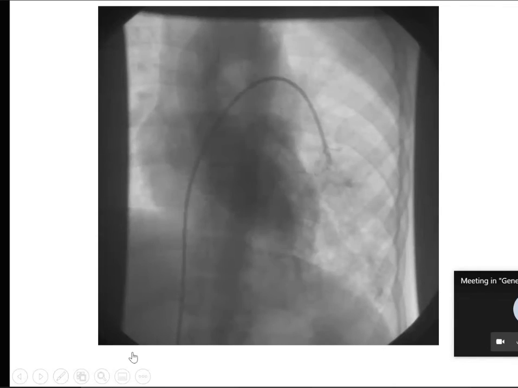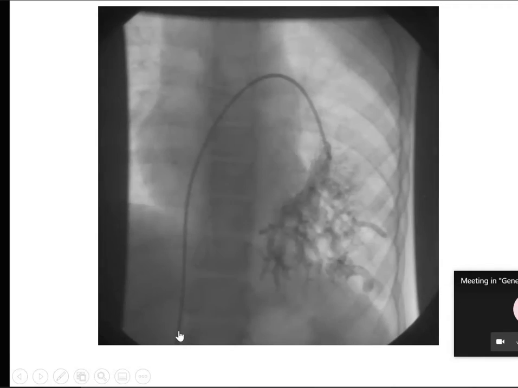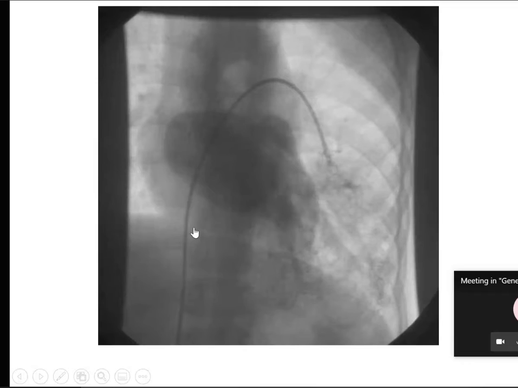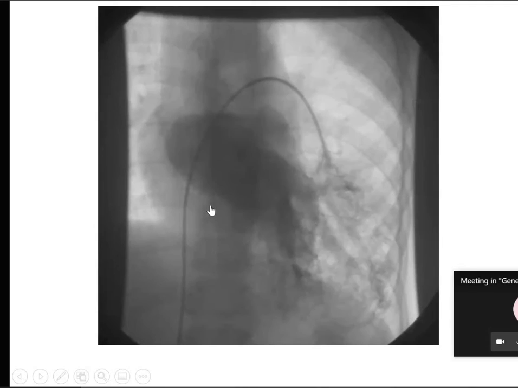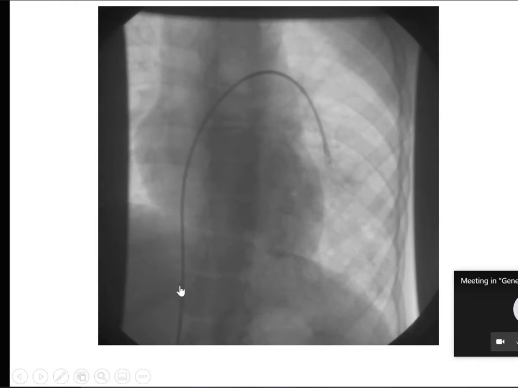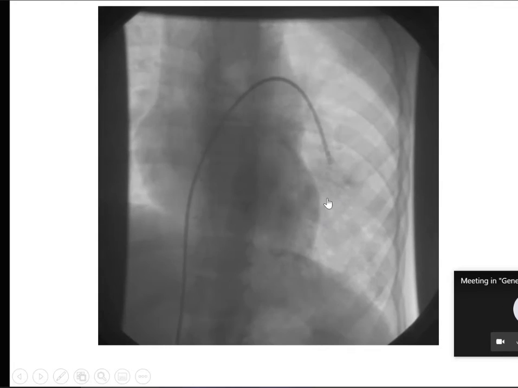Discuss the angiogram. It's an AP view, sir. The catheter course is IVC to RA to RV to pulmonary artery, right pulmonary artery.